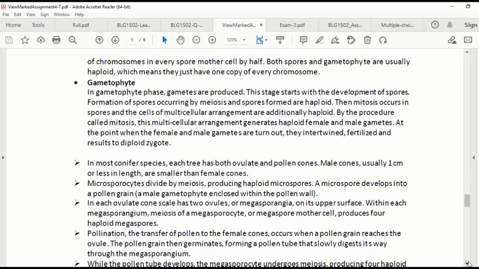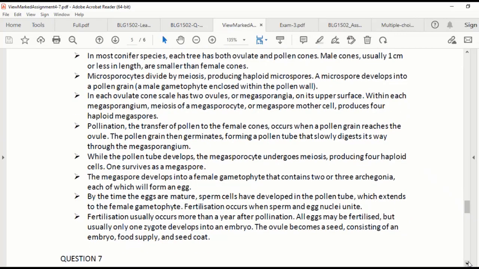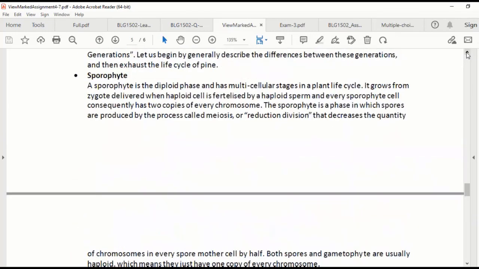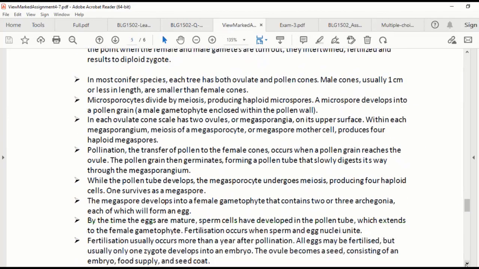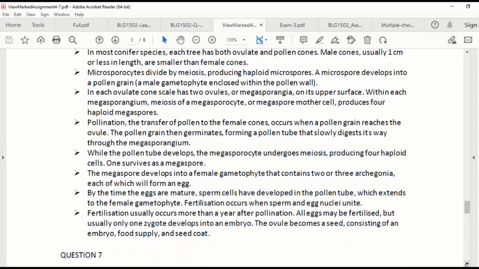And the rest is just an explanation of how the structure goes. Let me check how many marks, they didn't indicate the marks. There will be procedures such as the megaspore, which develops into a female gametophyte that contains two or three archegonia. By the time the eggs mature, the sperm cells will develop into a pollen tube, which extends to the female gametophyte, where fertilization occurs and the nuclei unite, and the ovum becomes a seed consisting of an embryo, a food supply, and a seed coat.